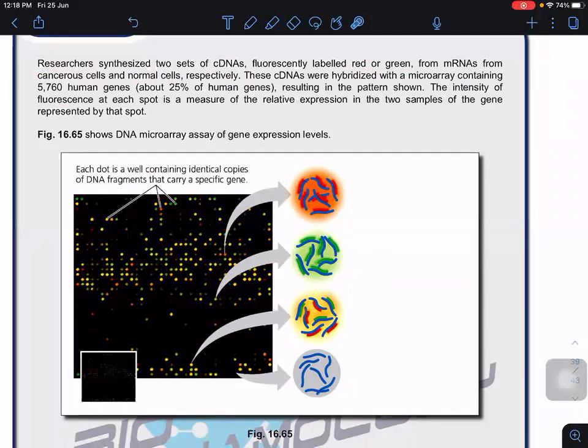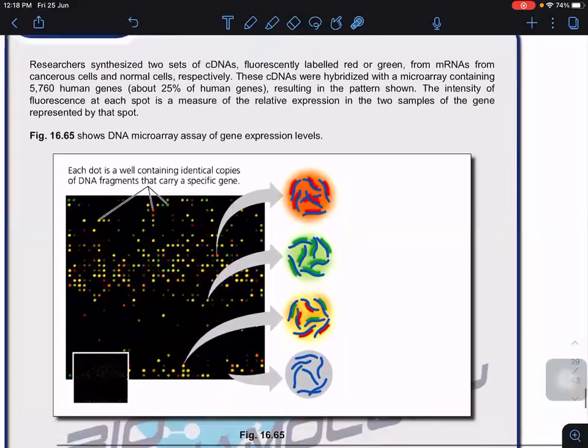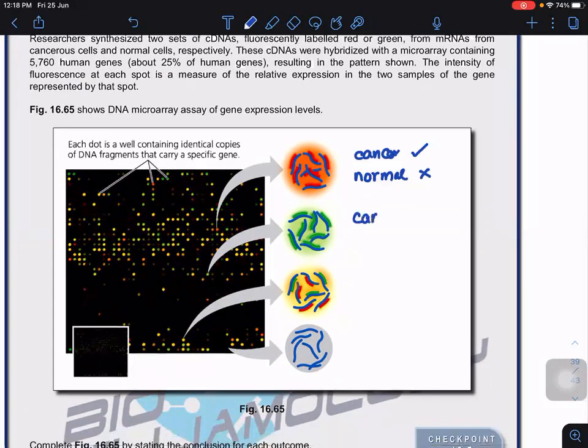The intensity of fluorescence at each point measures the relative expression of the two samples for the gene represented by the spot. So you can see that we have red color, green color, orange color, and also no signal. So what are the conclusions here? First, red: cancer cells express, normal cells no expression. Green: cancer cells do not express, but normal cells express.